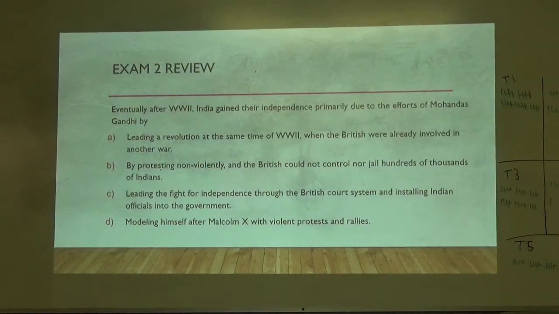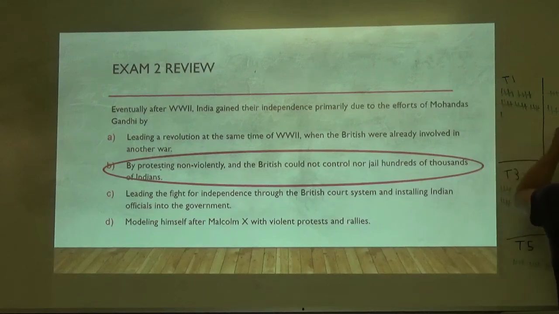Primarily due to the efforts of Mohandas Gandhi, India gained independence by, was it A, leading a revolution at the same time as World War II when the British were already involved in another war, B, protesting nonviolently so the British could not control nor draw hundreds of thousands of Indians, C, leading the fight for independence through the British court system and installing Indian officials into the government, or D, modeling himself after Malcolm X with violent protests and rallies? Alright, answers in, 3, 2, 1. Can you all say B? Yes. Protesting nonviolently. Alright, here we go, moving on.